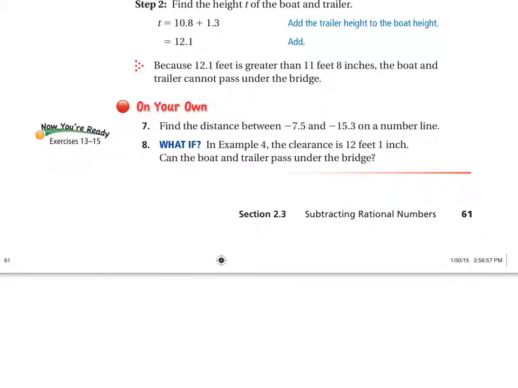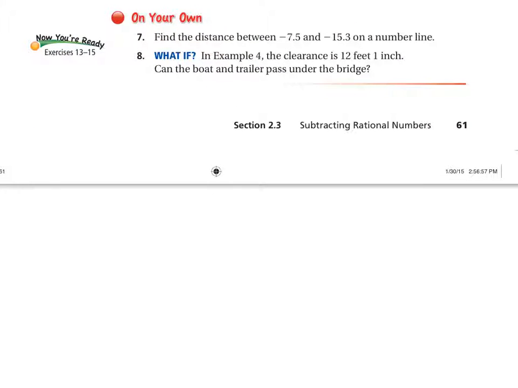Okay, but I'm going to practice one. So we're going to do number 7 together. Number 7 says find the distance between a negative 7.5 and a negative 15.3. It's distance, so you're going to want it to be positive, right? So whichever is the larger number, you want to be second, because they're both negative, so that you end up with a positive answer.